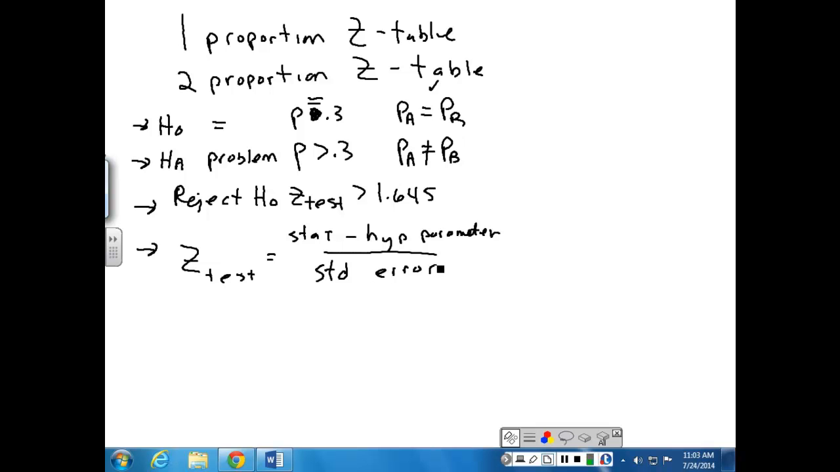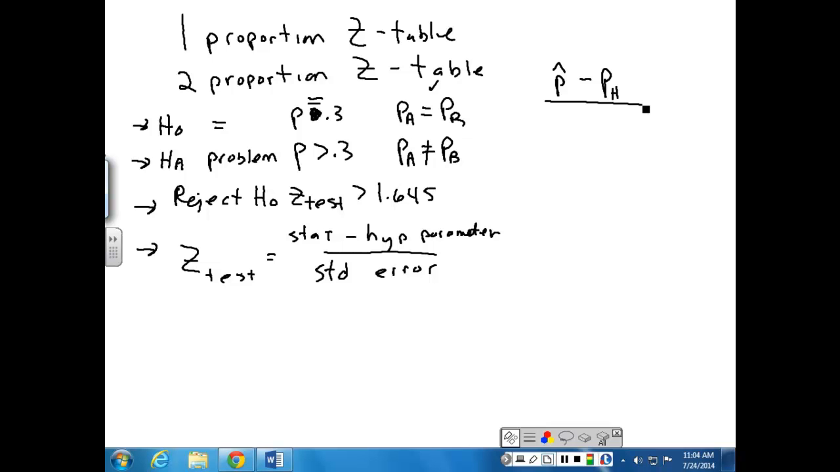So for one proportion, that would be p hat minus the hypothesized proportion over the standard error, which I'll go ahead and give you the formula. You will have a formula sheet that has this on it. The formulas that I passed out today and that are also available on Blackboard, you will have those formula sheets as well as the Z and T tables available during the test.